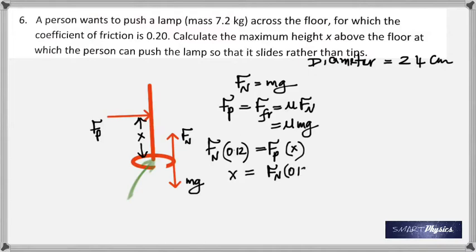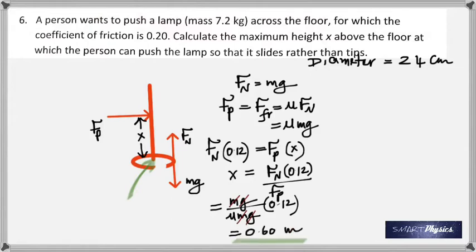Speed that up. So x is Fn times 0.12 by Fp. Fn is mu mg, so you substitute all that, the m's cancel out, the g is gone, and it's just 0.12 by mu, which is 0.60 meter. So the maximum you can do in this case is apply the force 60 centimeters above, 0.60 meters. If you go anywhere higher than that, it's not going to slide, but it's going to tip over.